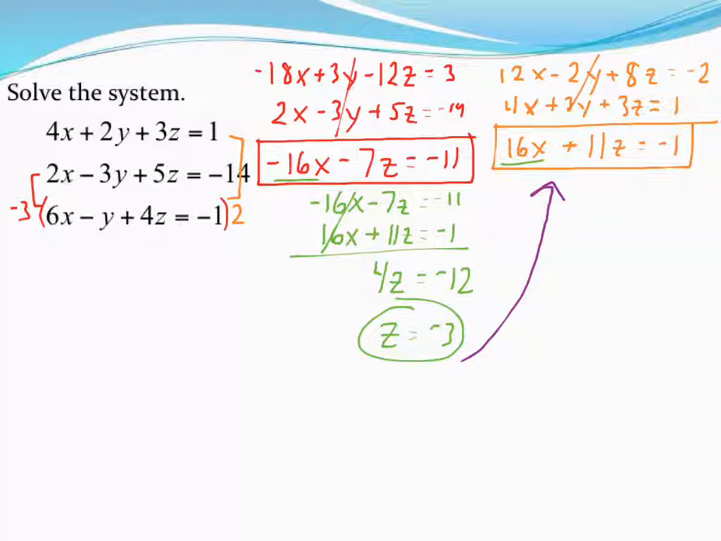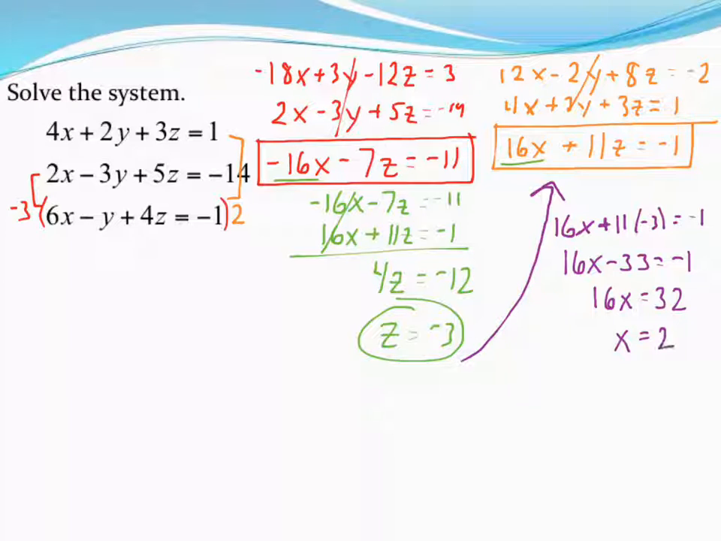So I'm going to find x next, it looks like. So 16x plus, oops, my writing's getting sloppy again, plus 11 times negative 3, which is what we just learned that z was, would be equal to negative 1. If I solve that, I get 16x minus 33 equals negative 1, so I'll add 33 to both sides, so I'll get 16x equals 32, which means x must be 2. Again, circle that. You don't want to lose that in all your work. So there's our second variable, 2 down and 1 to go.